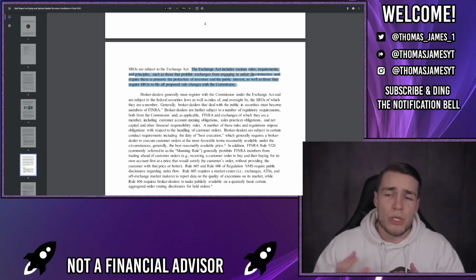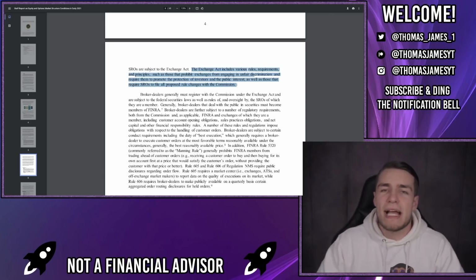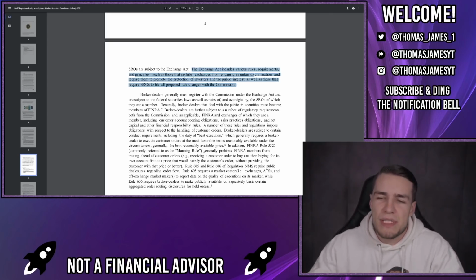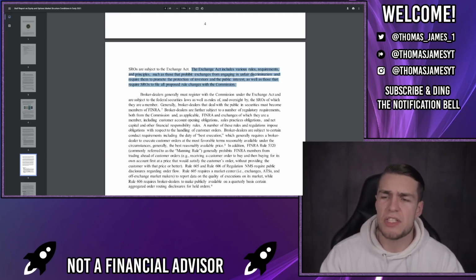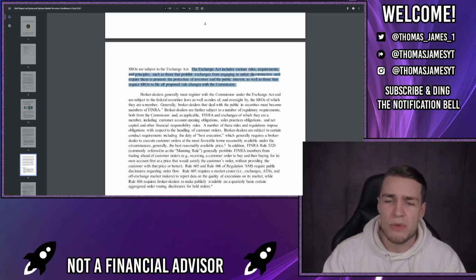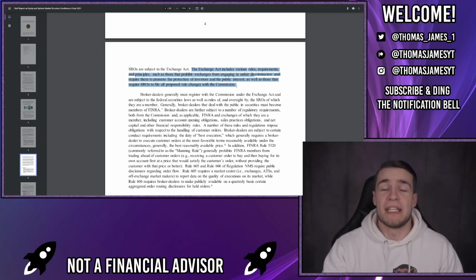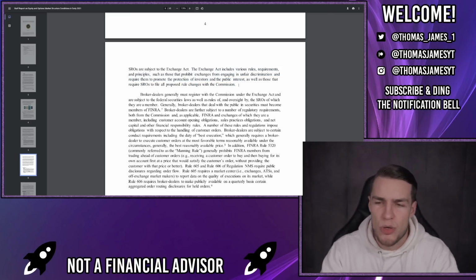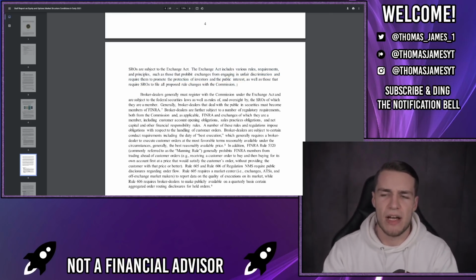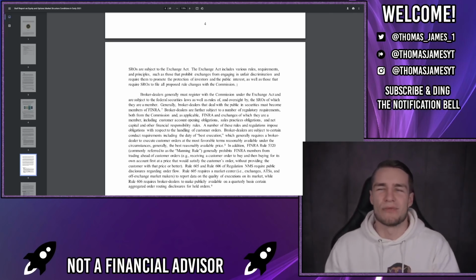So the first paragraph I want to draw your attention to is something that the SEC outlines and basically says there's no variance on it and there was no breaking of regulations. It says the Exchange Act includes various rules, requirements and principles, such as those that prohibit exchanges from engaging in unfair discrimination and require them to promote the protection of investors and the public interest, as well as those that require SROs to file all proposed rule changes with the Commission. The report obviously then doesn't go on to say, however, these individual firms broke all of these rules. It basically just leaves it like that, as in all of the rules and requirements are followed. But really, we know that that isn't really the case.